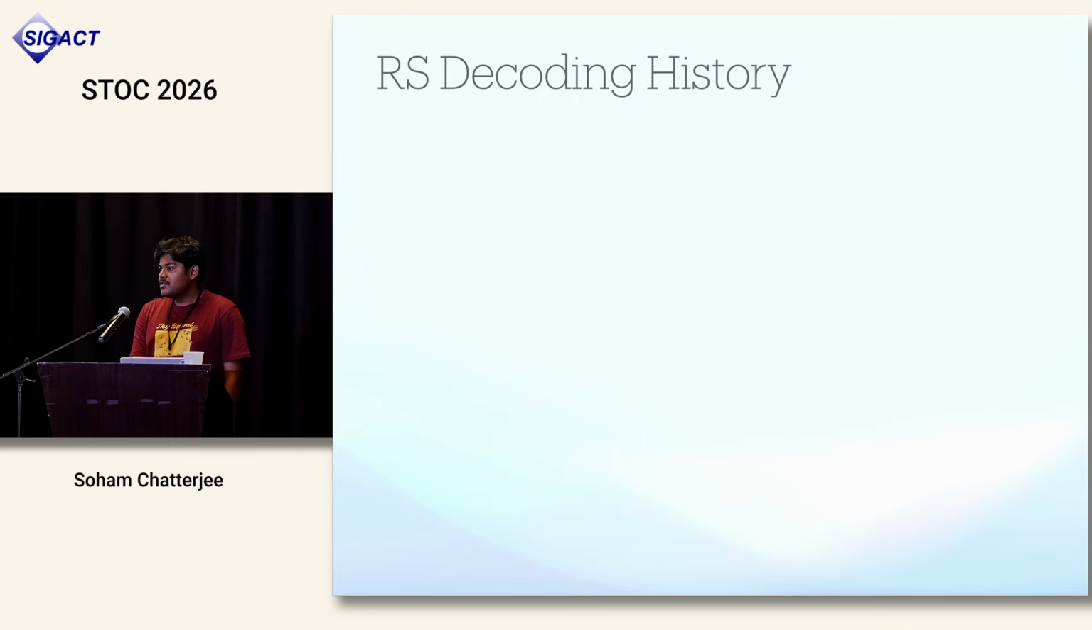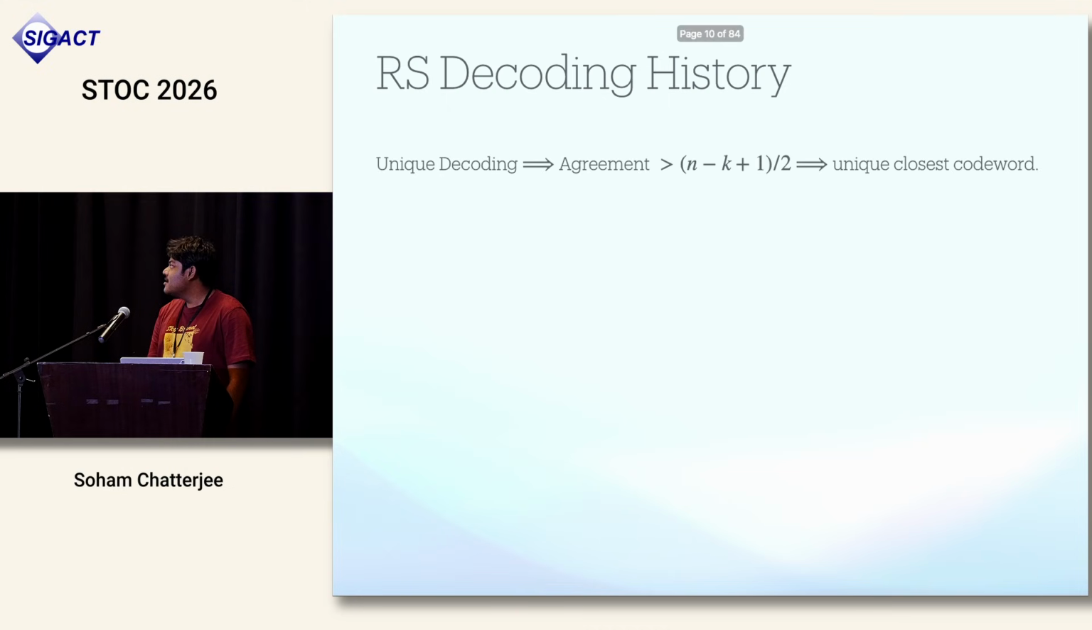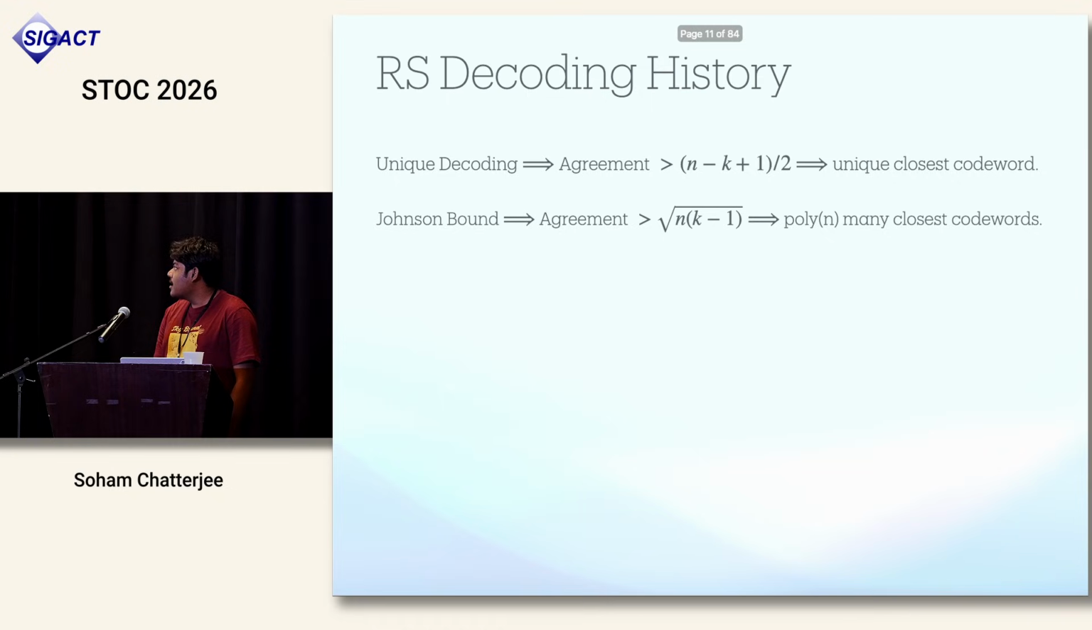So now let's talk about the decoding history of Reed-Solomon codes. Because the distance is n minus k plus 1, you have the unique decoding regime, where, talking about agreements, if the agreement is at least (n plus k plus 1) over 2, then there will be a unique closest codeword. And then comes the Johnson bound. Here you talk about list decoding regime. There, if your agreement is at least square root of n times (k minus 1), then there will be polynomially many closest codewords.